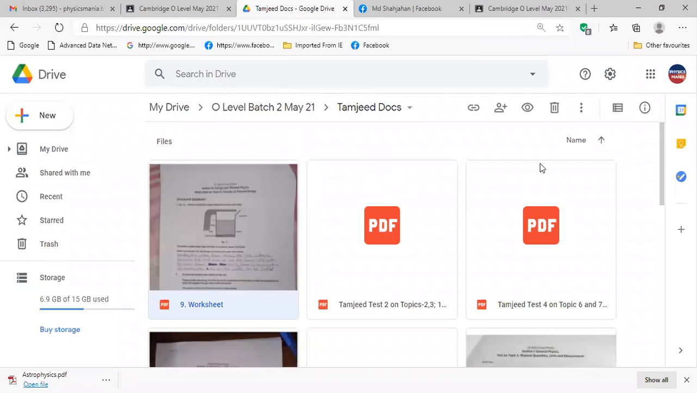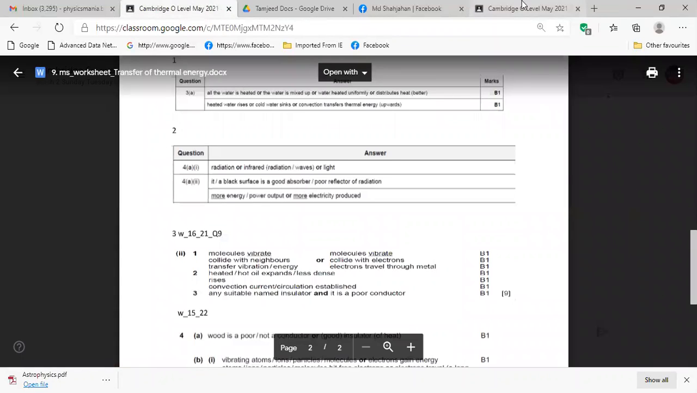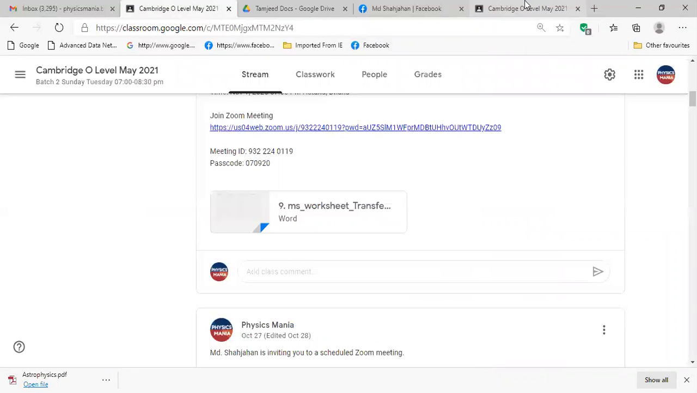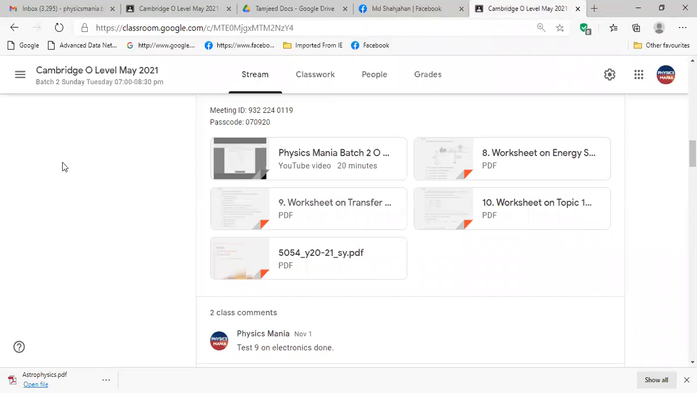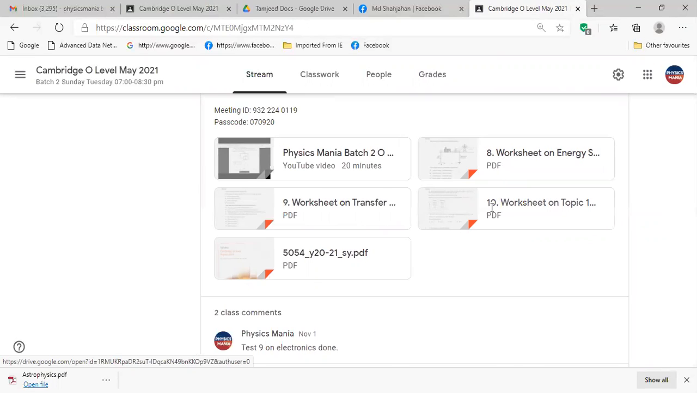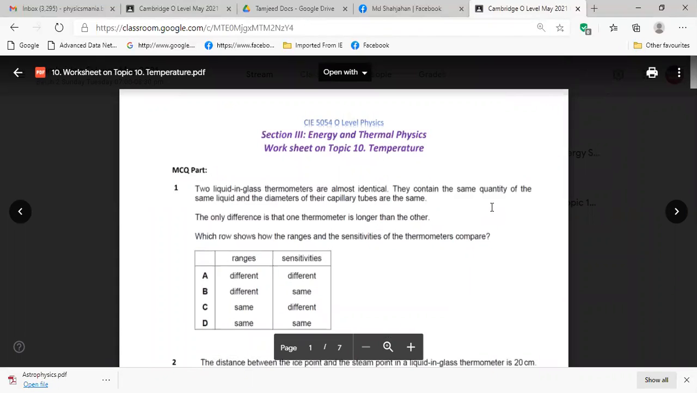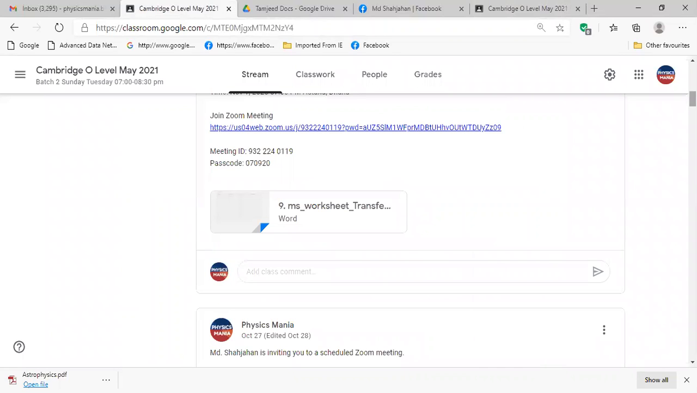Now we are going to the next one. Next one is this one. We are going to find. So which one did you do then? 8 or 10? 10 and 8. Okay, 10. You did 10. I am attaching the mark scheme here.